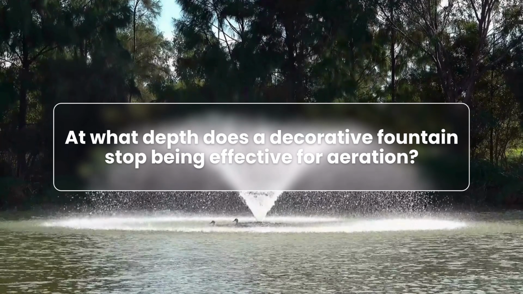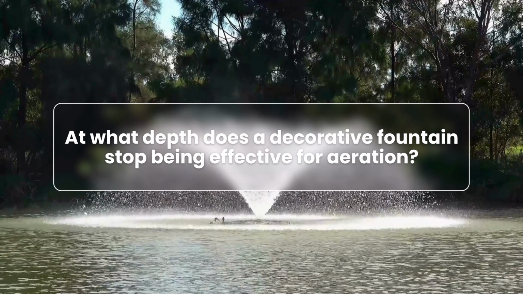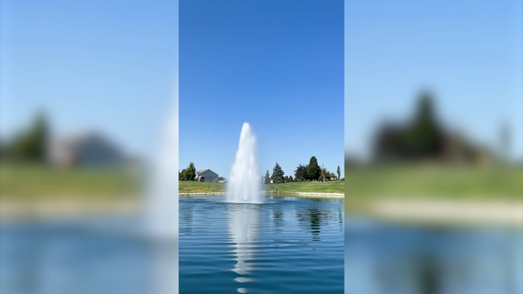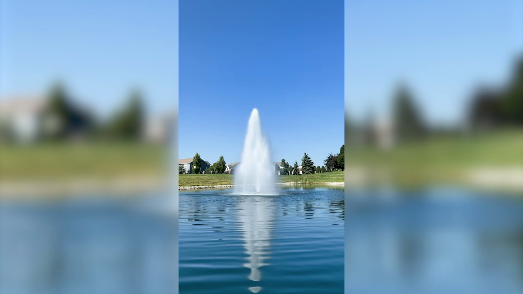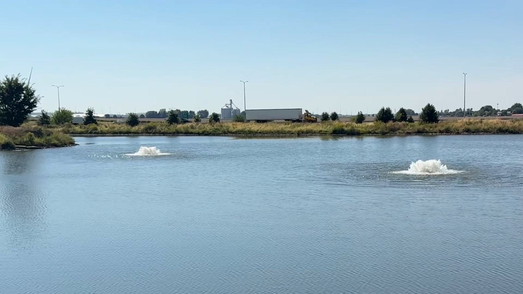At what depth does a decorative fountain stop being effective for aeration? A decorative fountain really is not the correct choice for aeration at all. When it comes to something at the surface level, a decorative fountain is going to be pretty and give you a great aesthetic, but if you're looking for aeration, something like a surface aerator, not as pretty, a lot more focus on water flow is what you're looking for. If you're looking to aerate a pond that's deeper, then you might be looking at a diffused aeration system to help drive the oxygen levels down deeper into the water, but it really depends on your pond, your particular situation, and what you're looking to get out of an aerator.